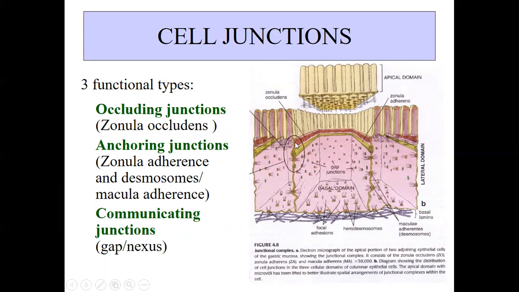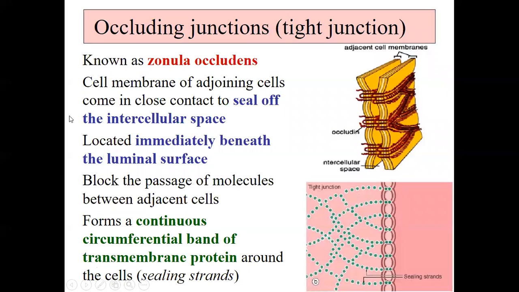It's located below the zonula occludens. Then we also have the desmosome, or macula adherens. You can see here, this is the macula adherens, located below the zonula adherens. And then we have the communicating junction, or gap junction, or nexus. This is the gap junction, the green colored structure here. We start by discussing the occluding junction first, the tight junction.